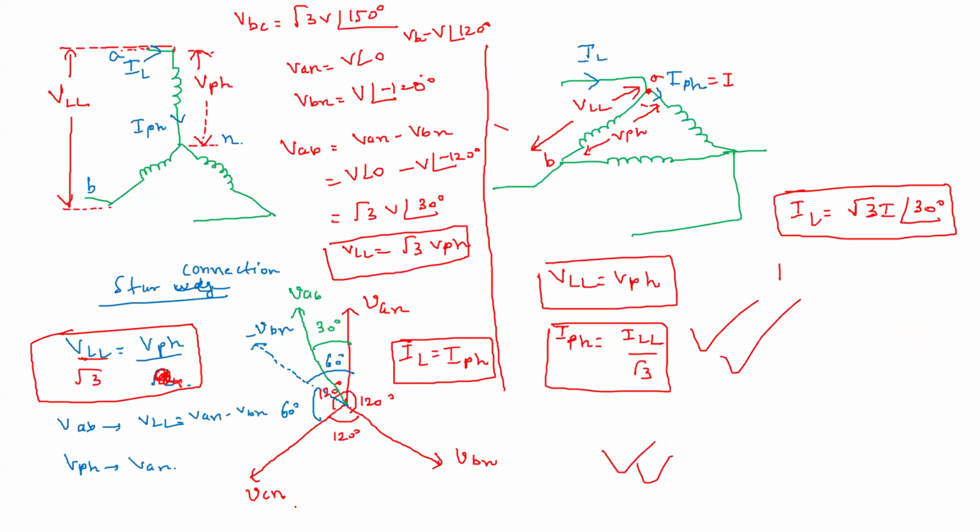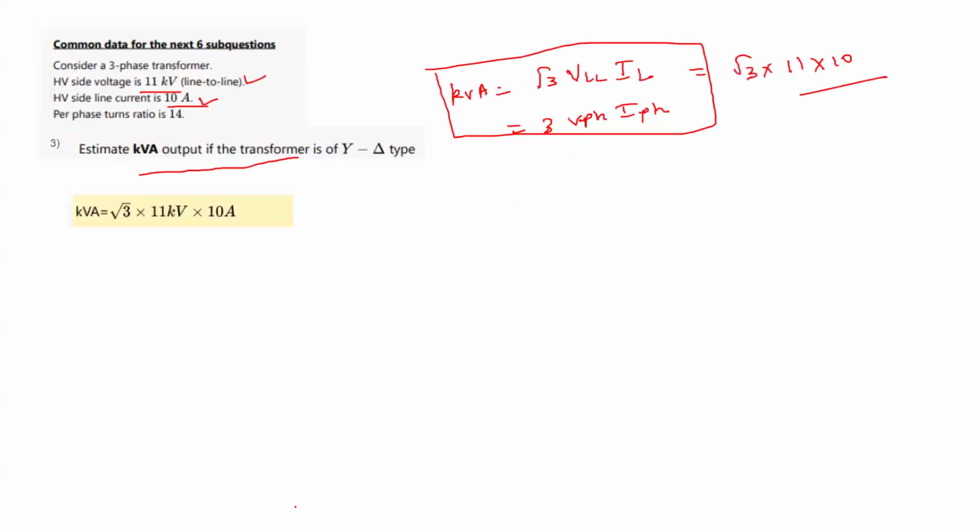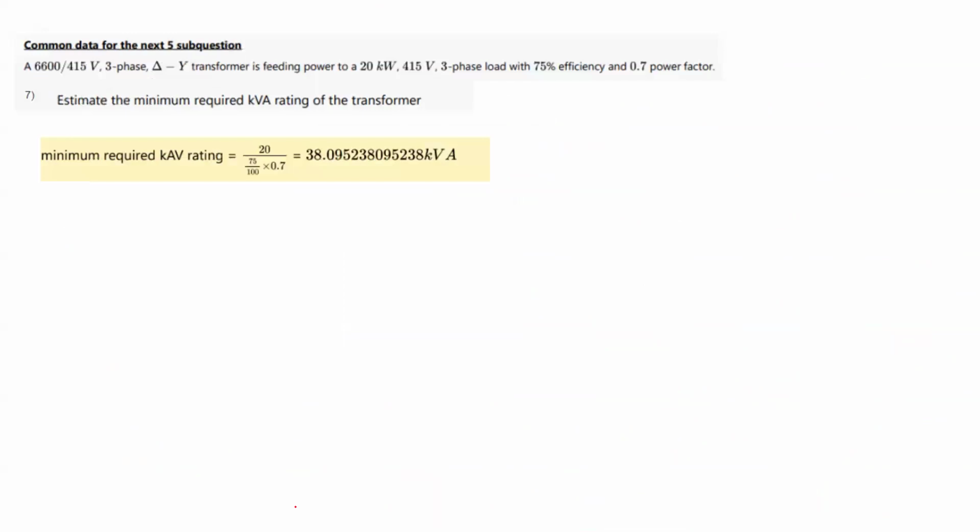Now let us go to the next question. In this question, it is said that this is a three-phase delta star transformer. You see they are writing delta star, and while showing the notation, they have shown the HV side here. So the first connection is the HV connection. This is the notation they follow.